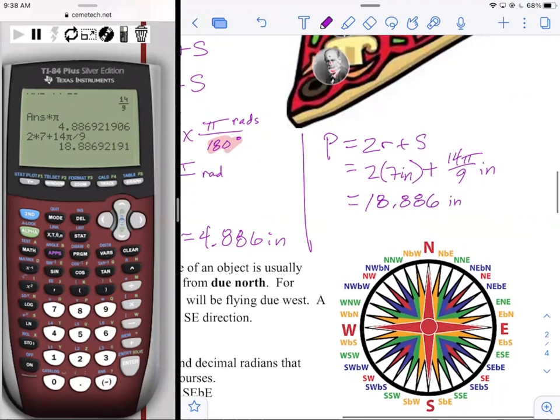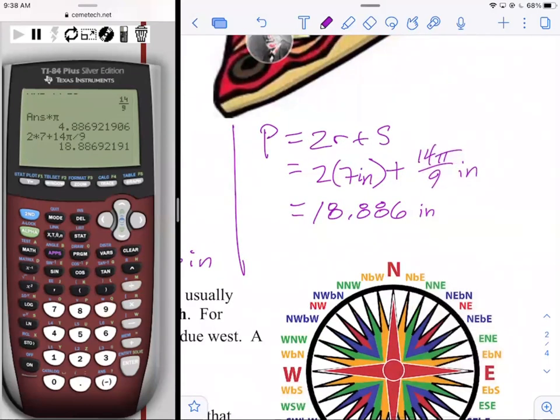Now, I didn't give an exact answer to this, but you could have. Well, no, you couldn't have, because the first one didn't have pi in it. So this one, you couldn't factor out the pi, in other words, from both terms. So this is about as good as we can get. If we needed that number for anything else, we could store it as like alpha A. Boom. Now it's there. All right. So the perimeter of the slice was 18.8 inches, right?